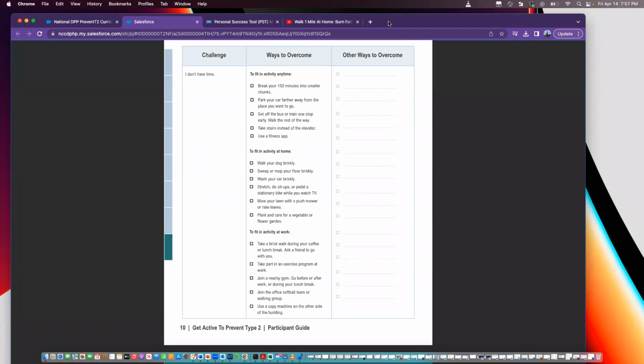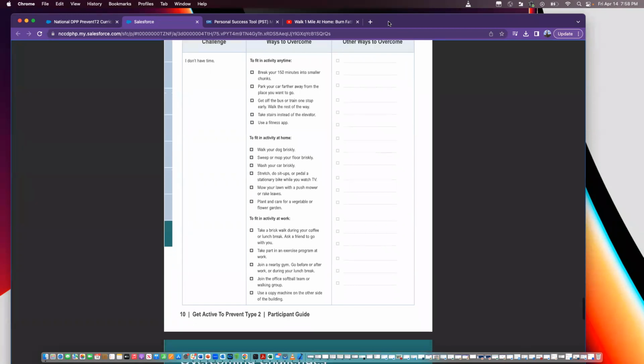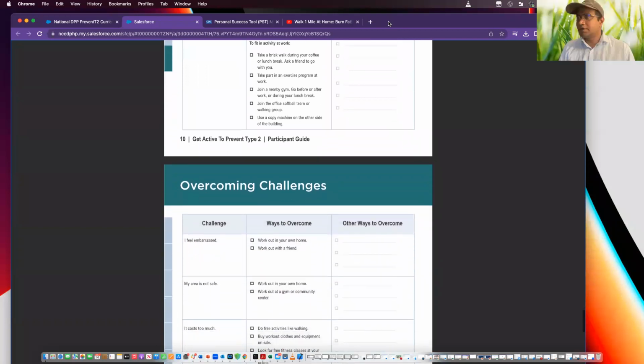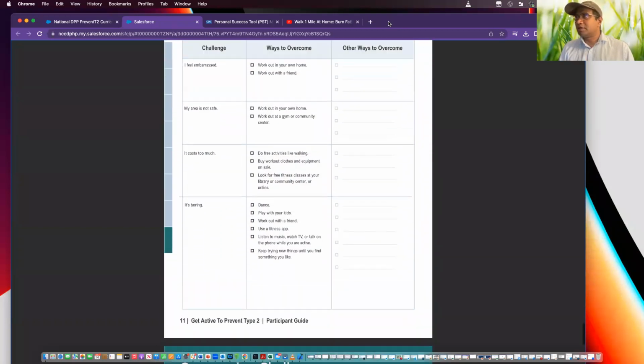Then use a copy machine on the other side of the building. You can get up, walk away from your desk. So there are a lot of things that you can do instead of just sitting at your desk all the 8 hours. You can just walk up and do other things. So that's one way to get active. All right, so this is another one.